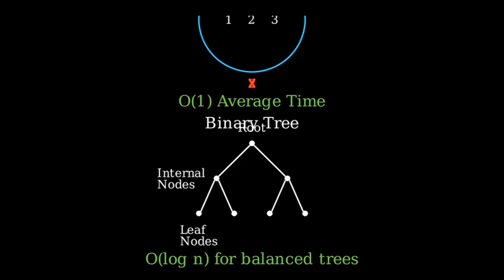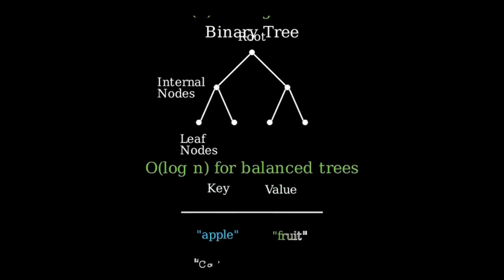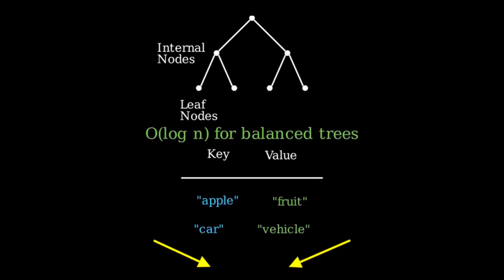Now, let's talk about maps. A map is a data structure that stores data in key-value pairs. Think of it like a dictionary where each word, the key, has a definition, the value. Keys must be unique, but values can be duplicated. Just like the word being looked up must exist as one entry, but two words can have similar definitions.